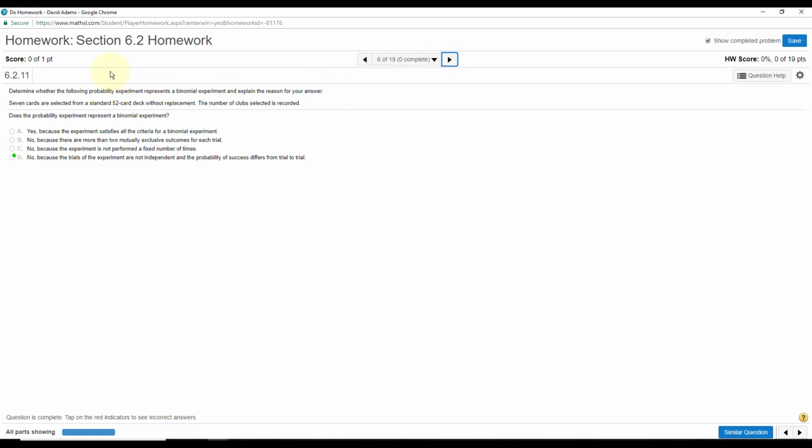Determine whether the following is a binomial probability experiment. Now this one's not, because you're selecting 7 cards, but we don't have replacement, so the trials are not independent. Right? What you get on the first pull affects what you get on the second, because you're pulling 7 cards out of 52 without replacement, and so you lack the independence of trials.